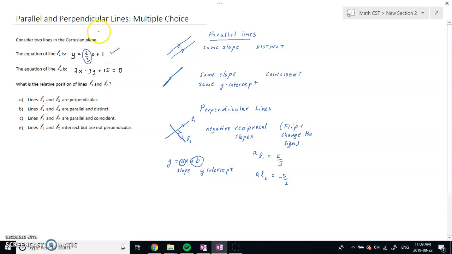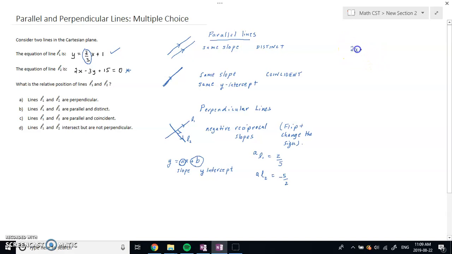What we don't know is the slope of the second equation right here, because it's not in y equals ax plus b form, and we don't know its slope. So what we have to do is rearrange that equation and then have a look. So I'm going to do this over here on the right.